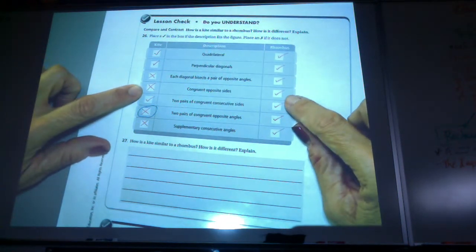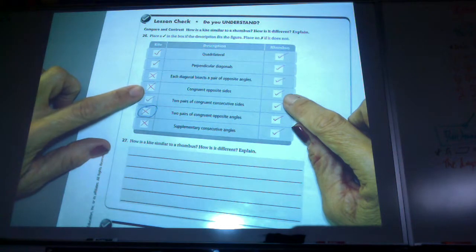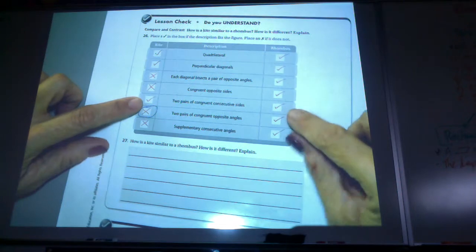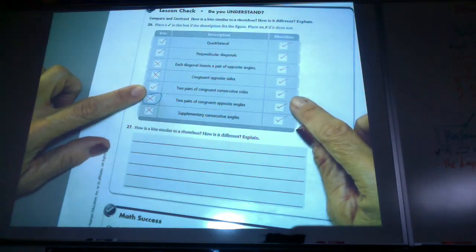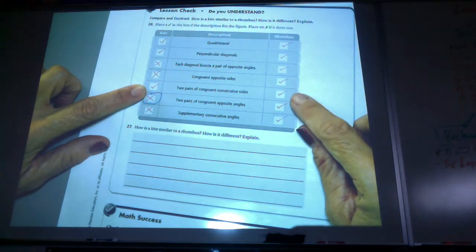Congruent opposite sides. Specifically, the kite definition says that there isn't any pairs of opposite sides congruent. But in a rhombus, since all sides are congruent, that has to be true. Two pairs of congruent consecutive sides. The rhombus, all sides are congruent, so that means the rhombus has it, and that is the definition of a kite.